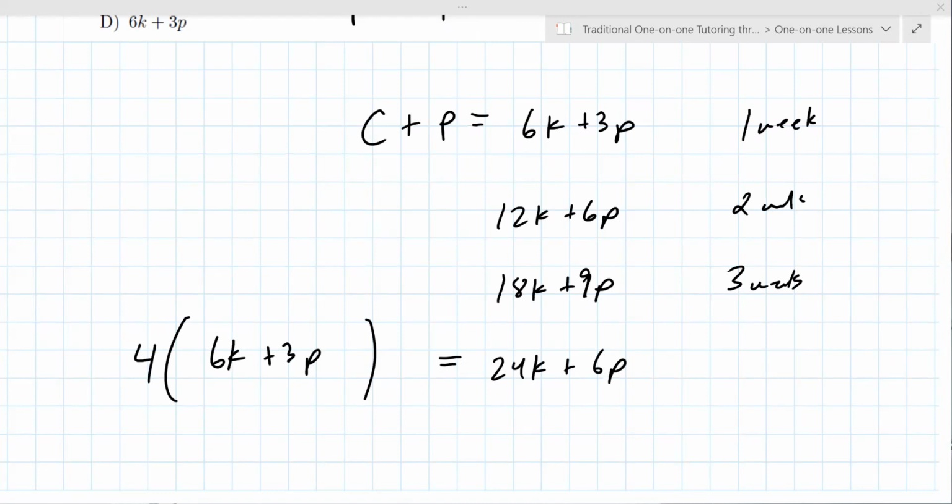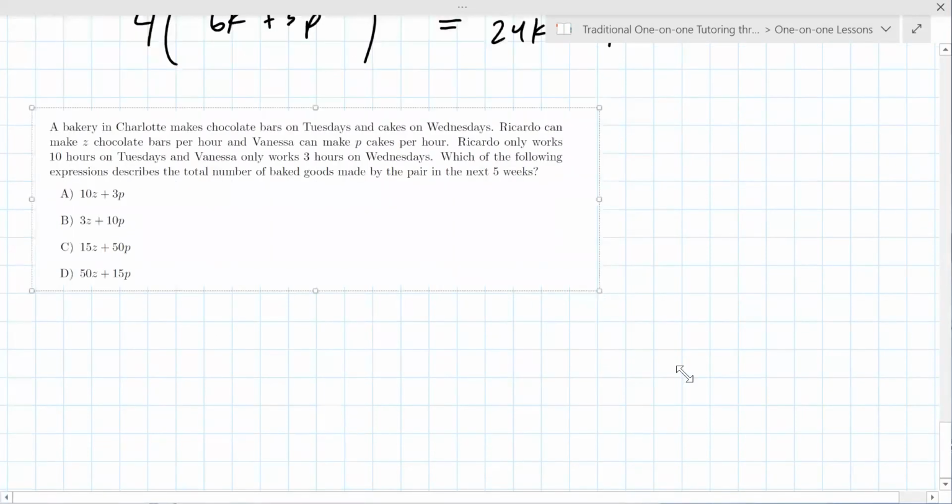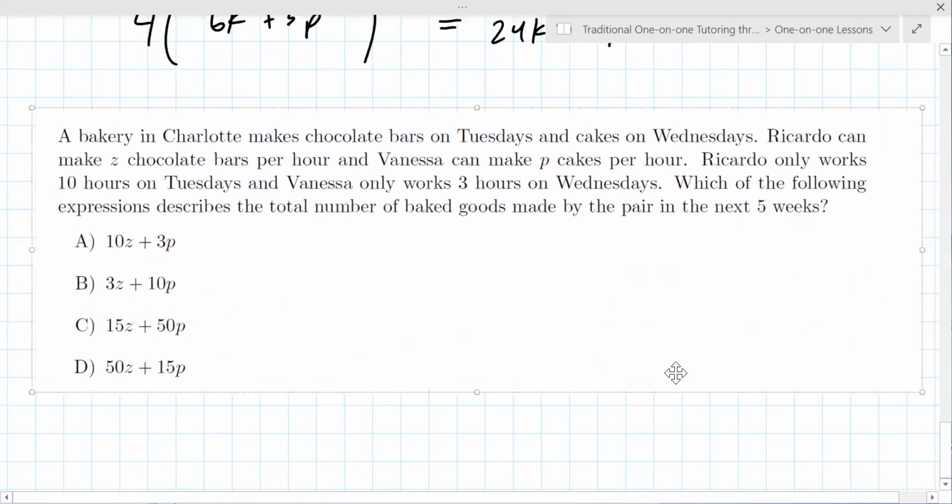Okay, so let's try another one here. Let's just pick something a little more random. All right, so here's your question. Let's see if you can do this in under a minute, okay? Go ahead and start, please.